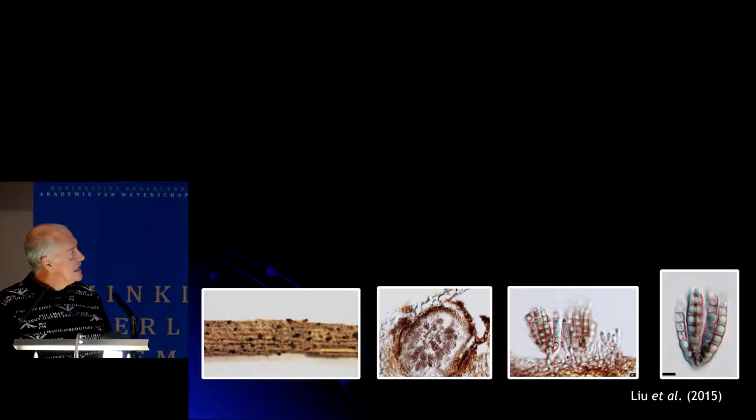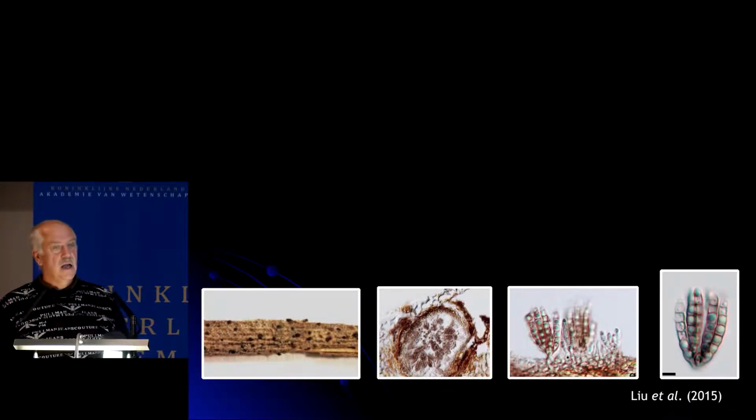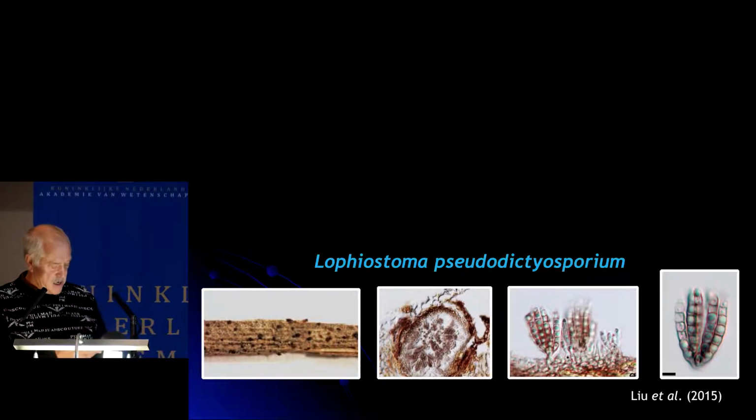So this is a rather nice fungus we found a couple of years ago, and you can see this is a conidiomata. These are the conidia, so it's really quite strange. So where do you think that would belong? So we sequenced it, and this belongs in the Lophiostomataceae, and this was described in Lophiostoma. But this was a really broad classification.